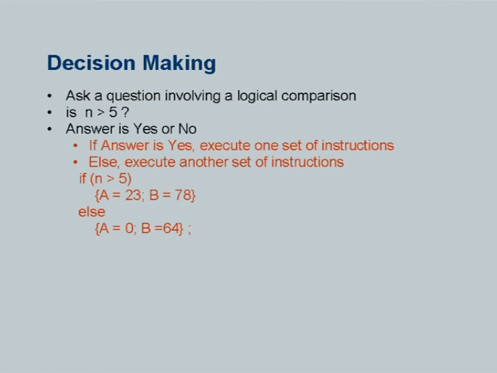Typically, we ask a question to Mr. Dumbo involving a logical comparison. Obviously, Dumbo is unable to understand whether there is a buffalo on the road or not, because Dumbo deals only with values stored inside those memory locations. But Dumbo can definitely make comparisons. For example, if N is a drawer or a location, it can certainly check if N is greater than 5. That is a question. Is N greater than 5? Well, the answer is either yes or no.